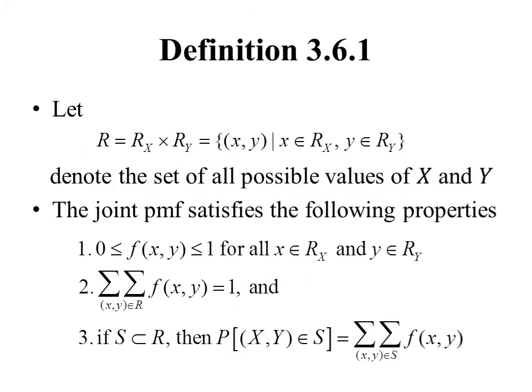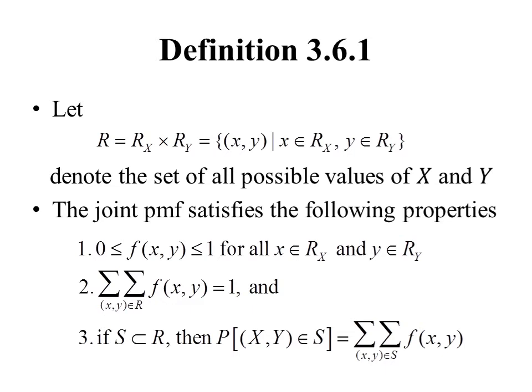So now we're going to give a little more formal definition of the joint PMF and the marginal distributions. So this starts off by saying let's let R sub X denote the range of X and R sub Y the range of Y. So then R_X cross R_Y is the set of all possible values of X and Y. So then the joint PMF is a function that satisfies these three properties.